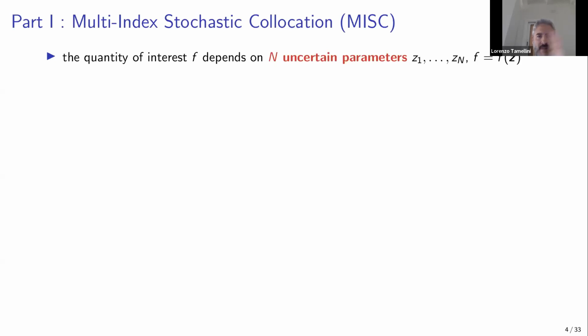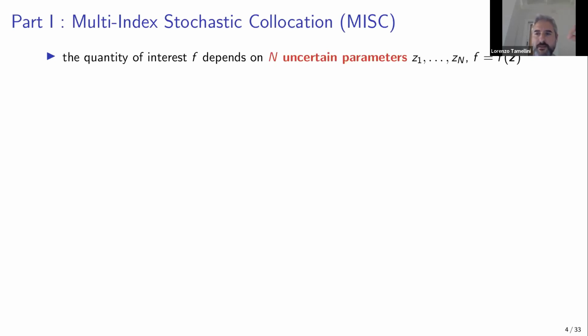So imagine you have a PDE or an ODE, it doesn't really matter at this point. This PDE depends on a bunch of random parameters, let's say N uncertain parameters, Z1 to ZN, and the output of this PDE is either its solution or a functional of the solution. In general, we call this F. So F is our quantity of interest, a function of the uncertain parameters. It's an N-dimensional function, and it's known implicitly. We don't know the expression of F.